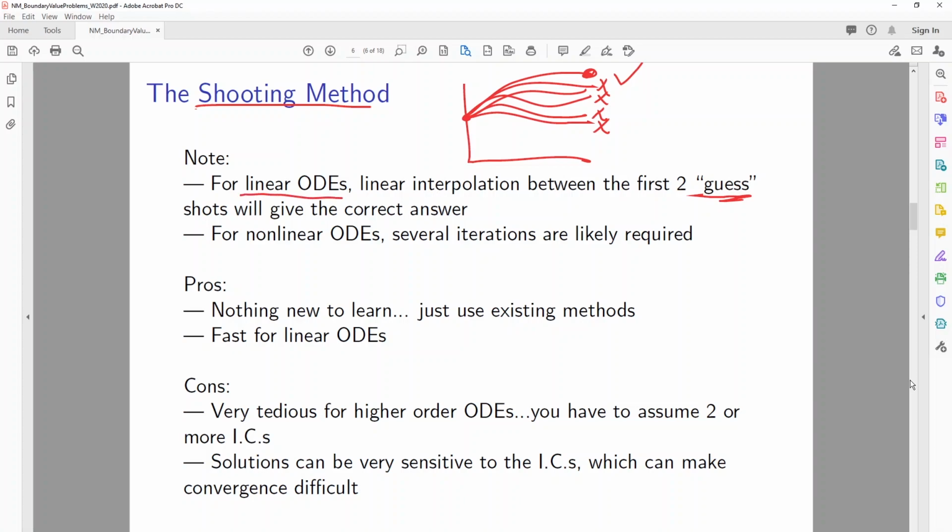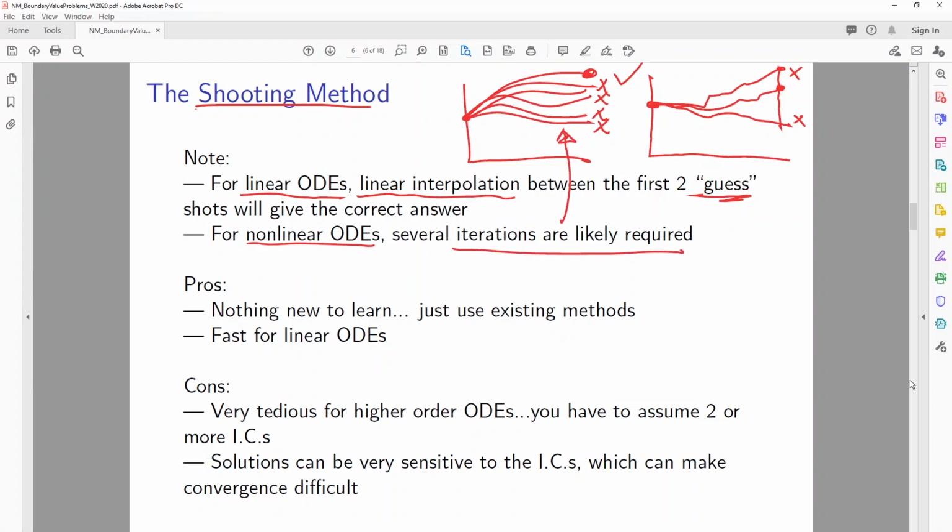Now, if by chance it's linear, we can do linear interpolation, and we talked about that a couple of lectures ago. Because if this is our initial boundary condition right here, and this is our final one right here, and we shoot here and then shoot another one right here, we can interpolate. After these two wrong choices, we can choose one halfway in between and it's going to hit exactly in the middle. We'll show some examples of that as well. But for nonlinear ODEs, several iterations are likely required. So there might be something like 10, 15, 20, who knows?